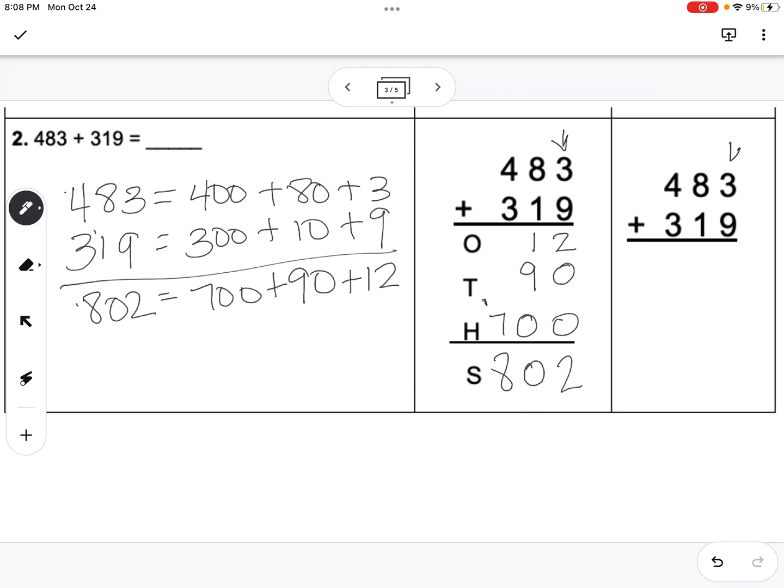So when we're using our standard algorithm, remember we always start in our ones. So 3 plus 9 equals 12. So drop that 2, carry that 1. 1 plus 8 is 9. 1 more brings me to 10, so drop my 0, carry my 1. 1 plus 4 is 5. 3 more makes it 8. So here, once again, I've done it 3 different ways and ended up with 802 as my sum each time.